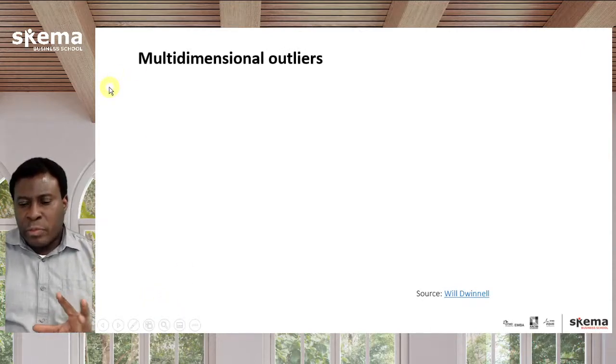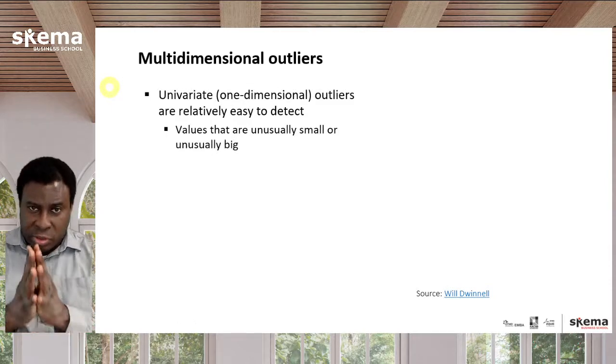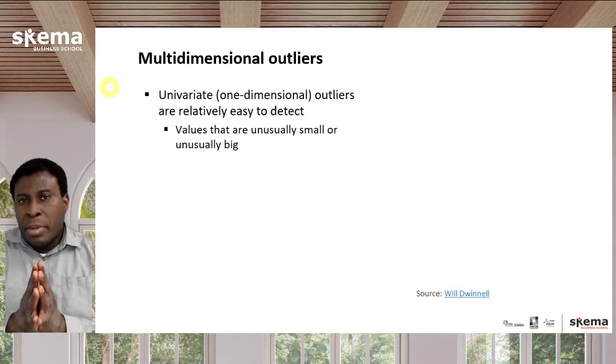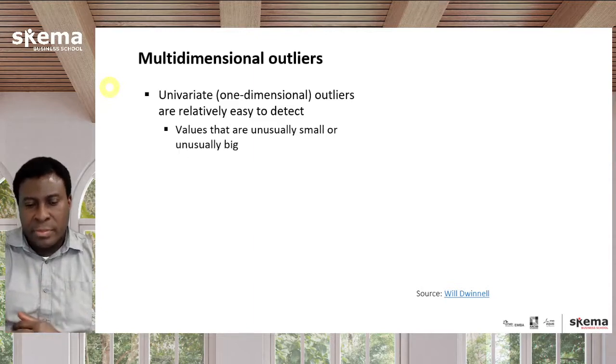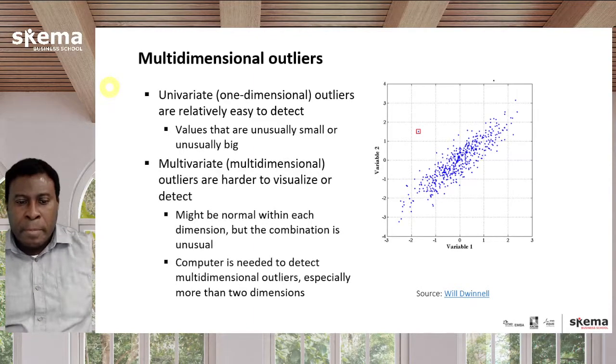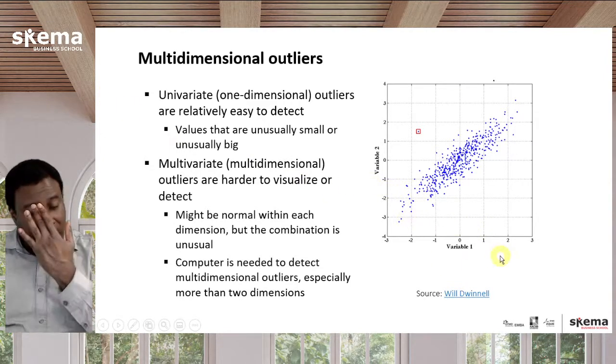However, so far we've been talking about unidimensional outliers, those that are unusually high or low. But what is more challenging are multidimensional outliers. So let's look at this here. Here we have a little data set with two variables, and they could represent anything.